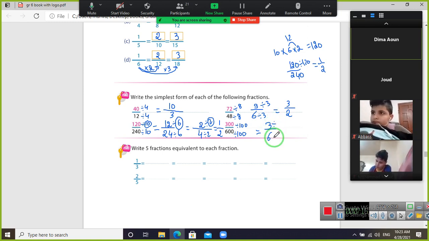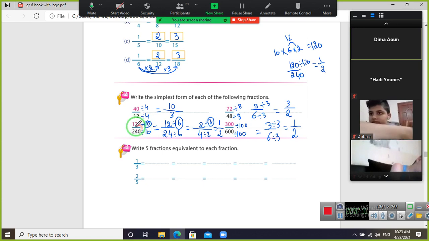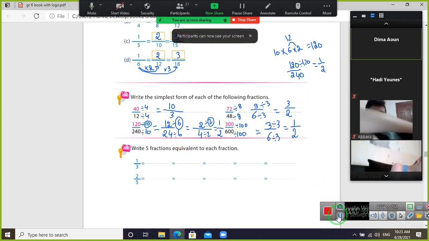Divide what? Also by 3. Excellent. Also by 3, not by 2. I cannot divide 3 by 2. By 3, it becomes 1 over 2. You can say 300 over 600 is equal to 1 over 2, and it's equal also to 120 over 240, since they have the same answers.